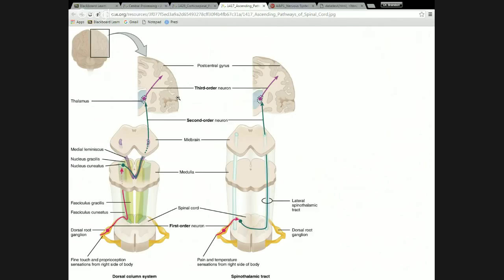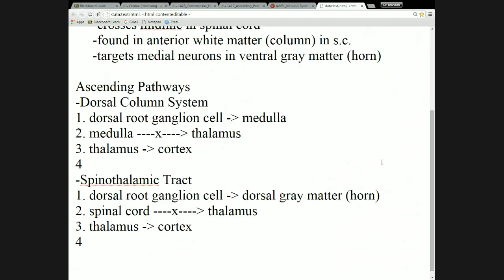Again, that third order neuron, while in the drawing they look like they're the exact same thing, they aren't, because they're carrying different information. Now, the information that they're carrying is actually explained down here on the bottom. So the sensations from the right side of the body in the dorsal column is touch and proprioception, and in the spinothalamic tract is pain and temperature sensations. So that's the fourth thing that I want to write here, is that the dorsal column system carries touch and proprioception information, and the spinothalamic carries pain and temperature.